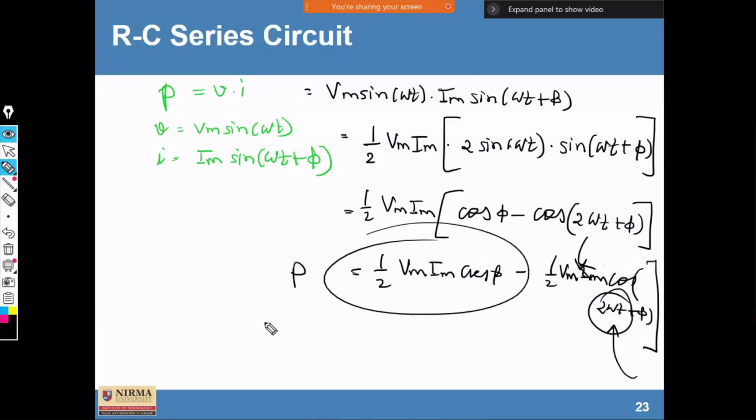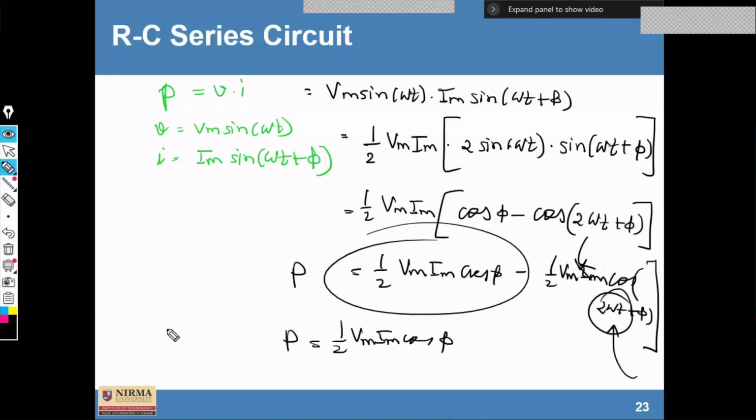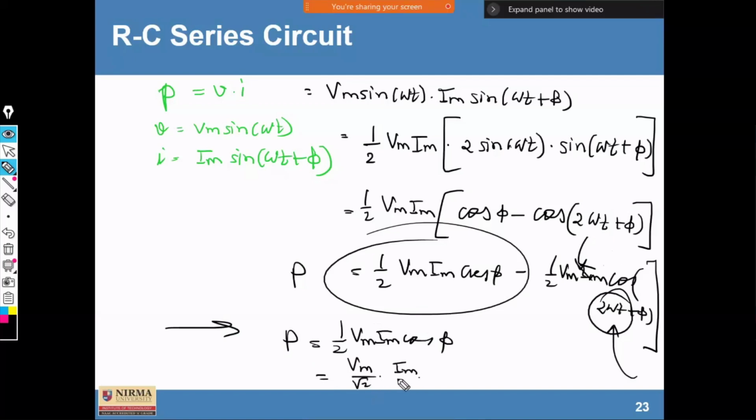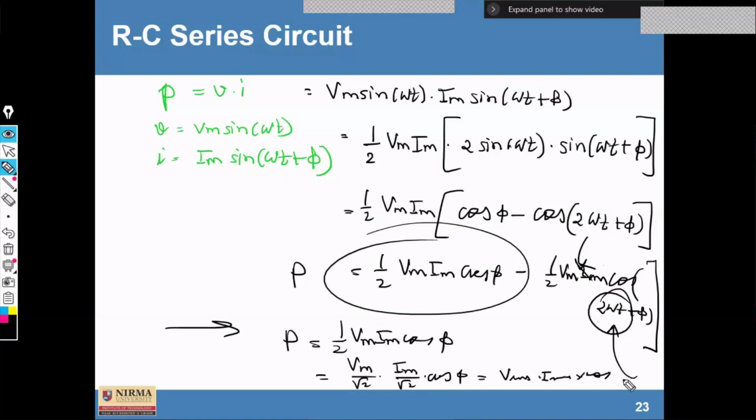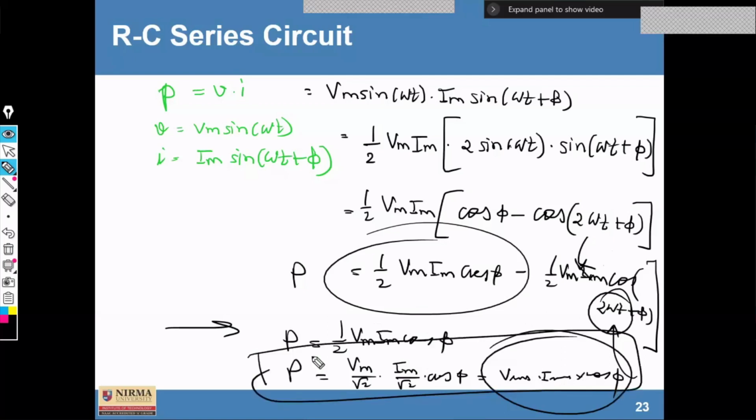Here, this is a real part. So we can write the power is 1/2 Vm Im cos phi. And the same equation that we derived for the RL series circuit also. Fine. And we can write Vm by root 2 into Im by root 2 into cos phi, and Vm by root 2 is V RMS into I RMS into cos phi. So a similar equation we derived for power also.